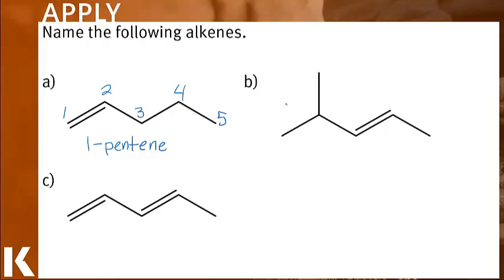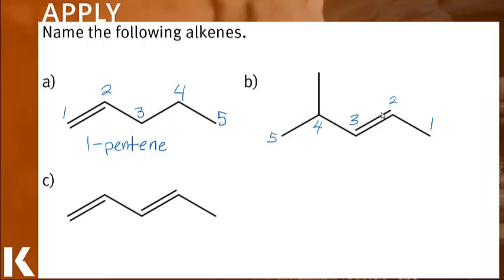Let's go ahead and look at B. I could try to name this from left to right, 1, 2, 3, 4, and 5, but I want you to notice that my double bond here would be on the 3rd carbon. Since I want it to be on the lowest carbon, I'm actually going to name it in the other direction. When we name it in the other direction, we have 1, 2, 3, 4, 5 carbons. We still have 5 carbons, but now my double bond is on the 2nd carbon instead of the 3rd carbon. This is important.